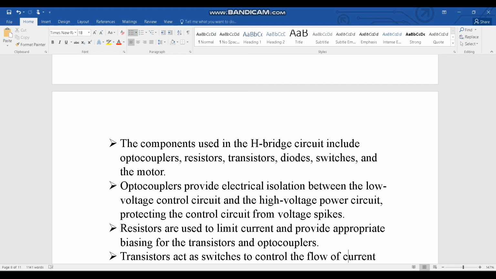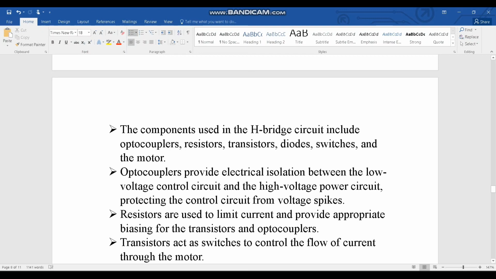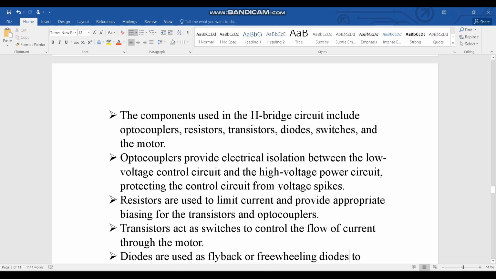Second thing, resistors. Resistors are used to limit current and provide appropriate biasing for the transistors and optocouplers. We all know that V equals IR, so V by I equals R. Resistance is directly proportional to voltage and inversely proportional to current. The greater the value of the resistor, the lower the value of current will be.